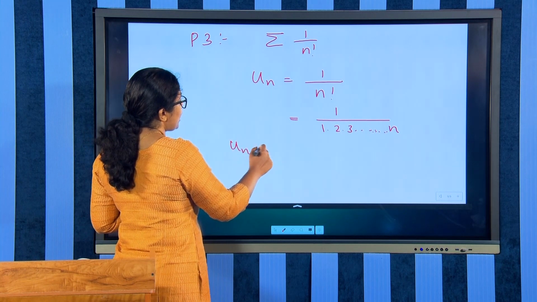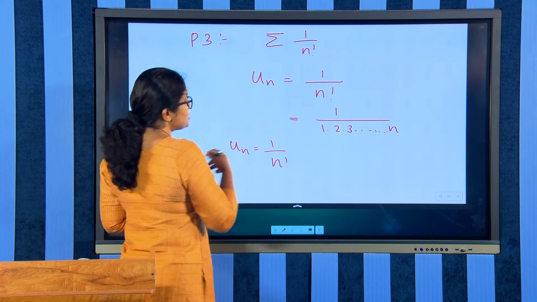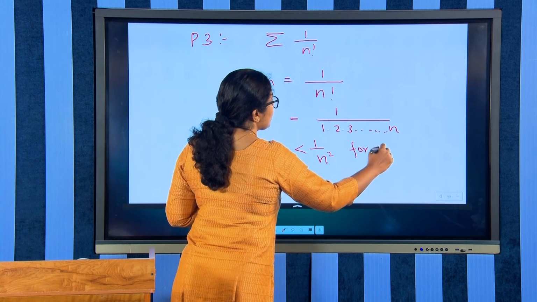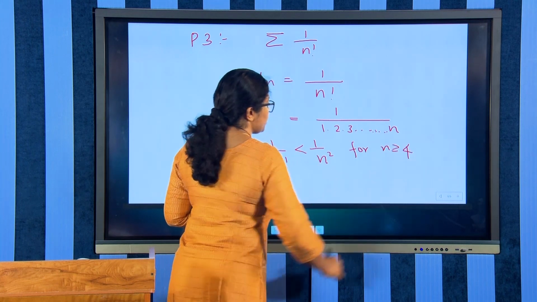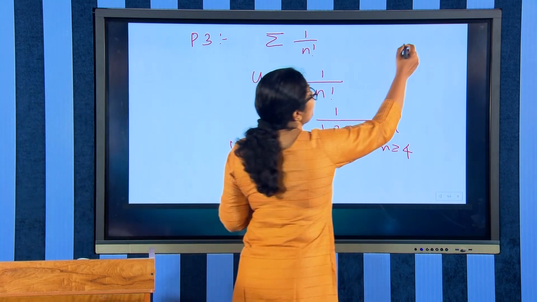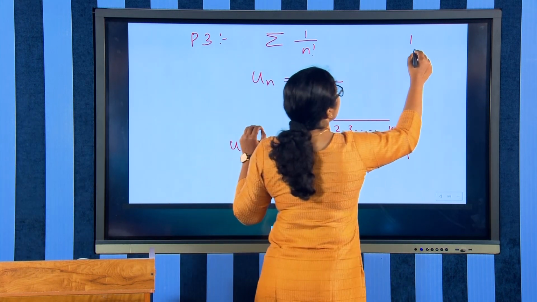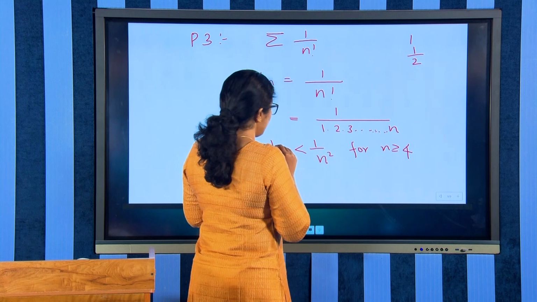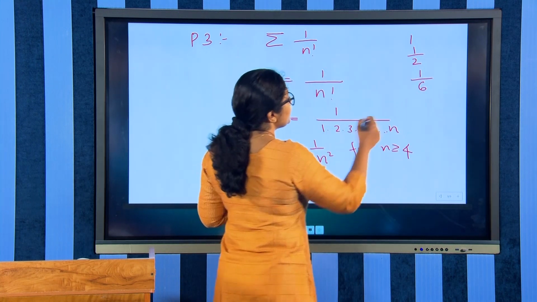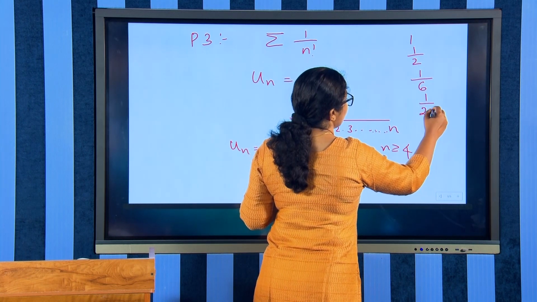1 by n factorial, and we can say that this is less than 1 by n square for n greater than or equal to 4, because the first few terms are 1 upon 1 factorial, which is 1. The next term is 1 by 2 factorial, which is 1 by 2. The next is 1 by 3 factorial, which is 1 by 6. The next is 1 by 6 into 4, 24.